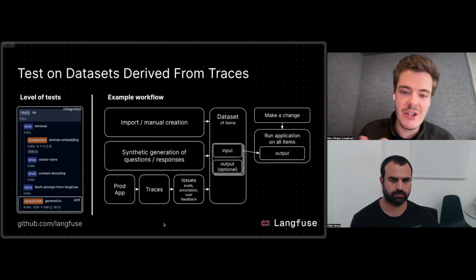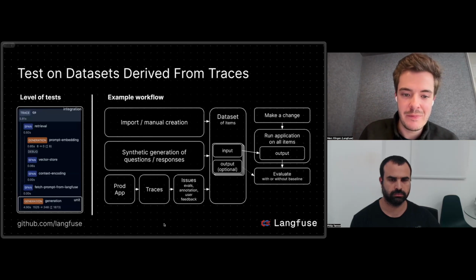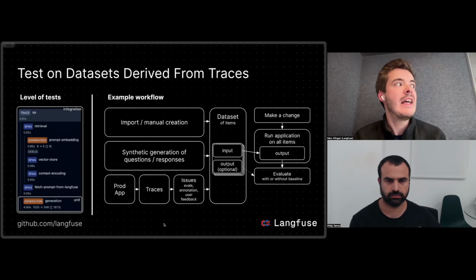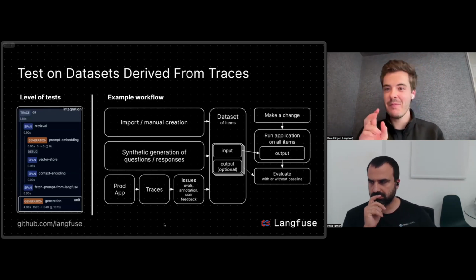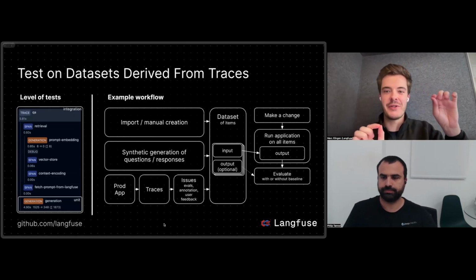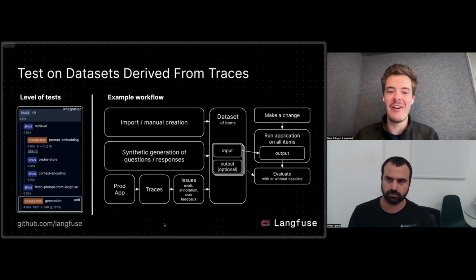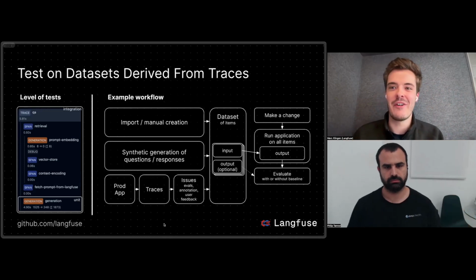Then you run your whole application, or the function that you want to test, on the whole data set, come up with an output, and now you evaluate the output with or without a baseline. These are already the two most important parts: how to arrive at a really good data set that mirrors production, because otherwise the whole process is kind of useless, and now what kind of evaluation function is helpful.